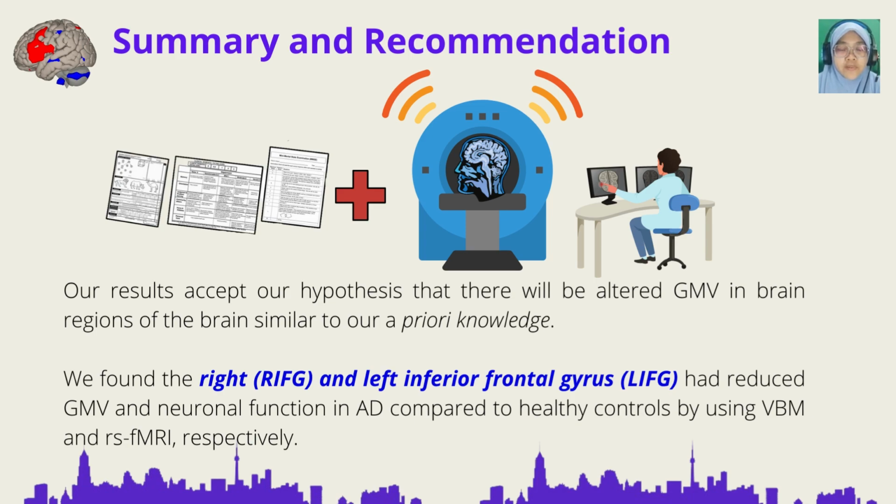In summary, our results accept our hypothesis that there will be altered gray matter volume in brain regions, similar to our a priori knowledge. We found the right and left inferior frontal gyrus had reduced GMV, gray matter volume, and neuronal function in AD compared to healthy controls by using volume-based morphometry and resting state fMRI respectively.